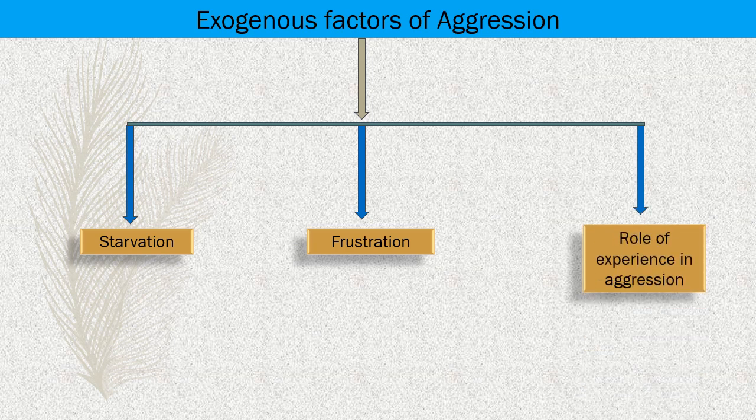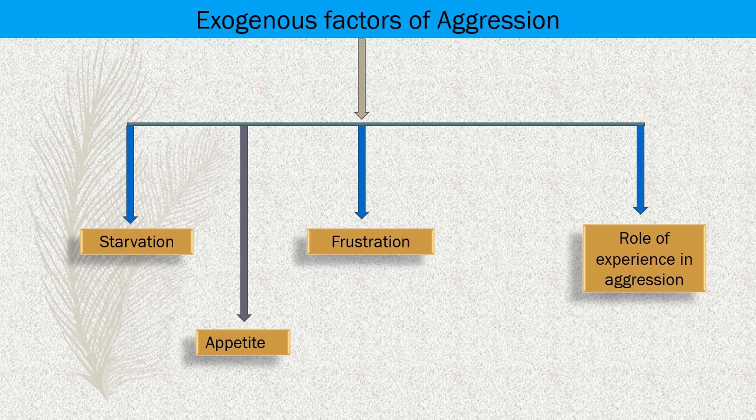Role of experience in aggression. Aggression is influenced by experience. Experience shapes levels of aggressiveness. Animals reared in isolation are relatively more aggressive. Absence of litter males in the pre-weaning stage and of pairs in the post-weaning stage stimulates aggression in mice.